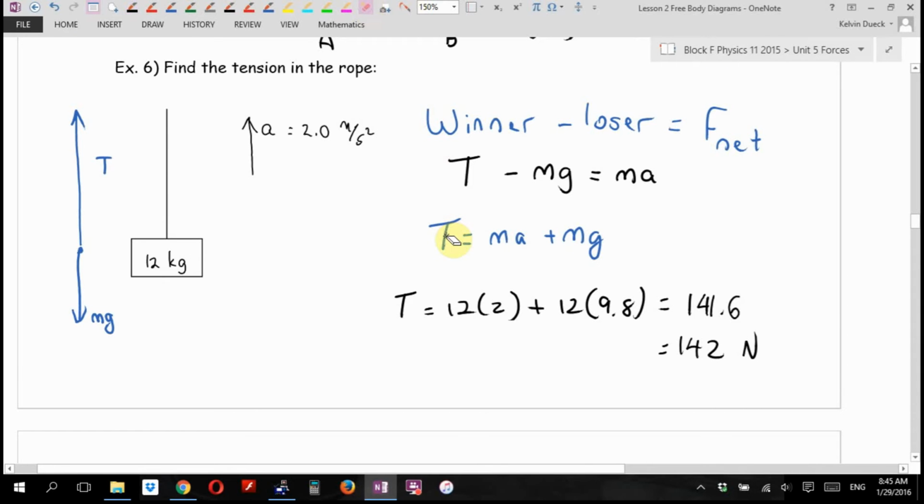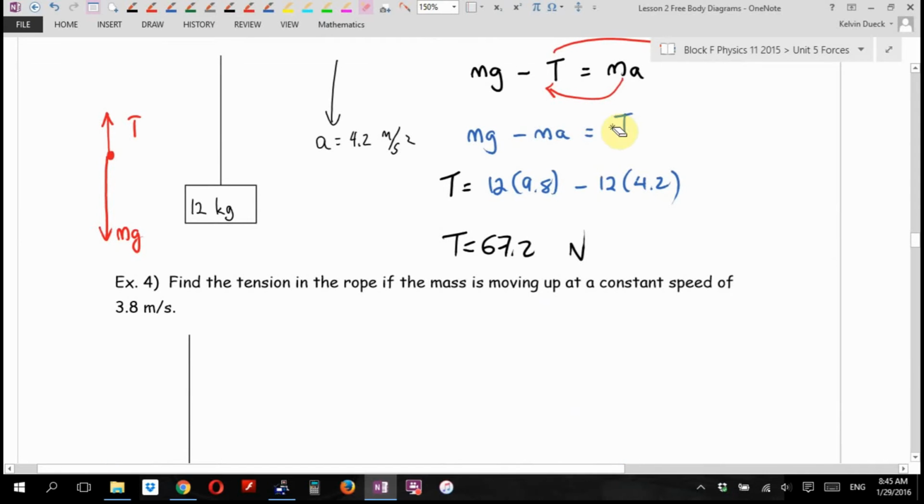Notice that when we're lifting something, when we're accelerating something upwards, tension is given by gravity plus mass times acceleration. Notice when we're lowering something downwards, tension is given by gravity minus mass times acceleration. When is the rope more likely to break? When you're raising something up or when you're lowering something down?